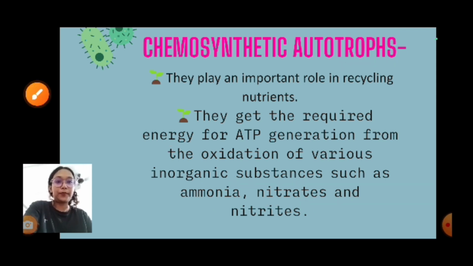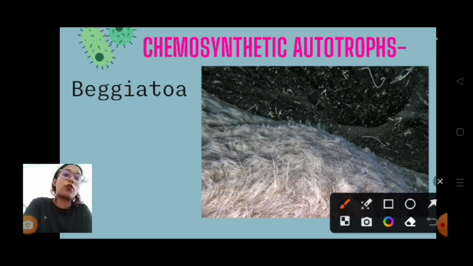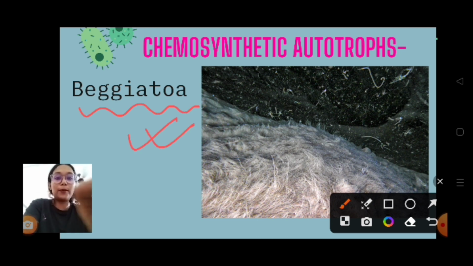Okay, moving on to the next slide. This is an example of a chemosynthetic autotroph. Only one example is there in your book. You have to know the example. This question has also come in your NEET examination. Clear?